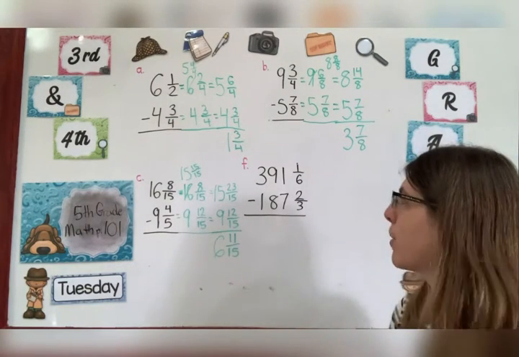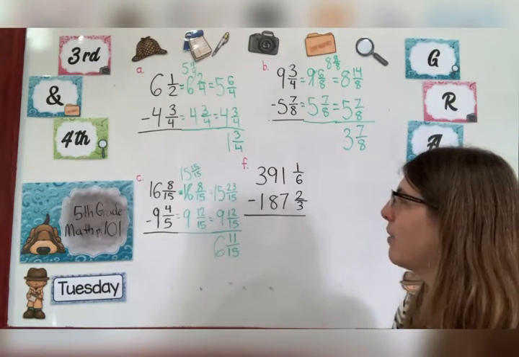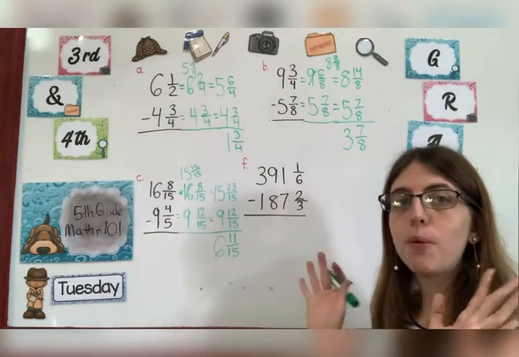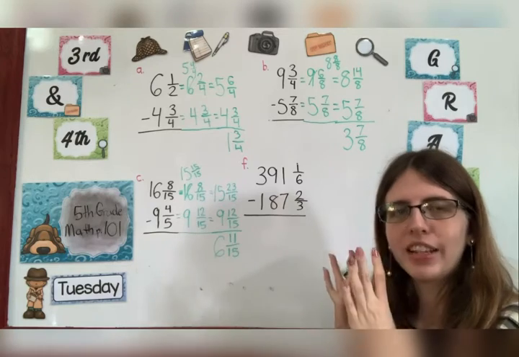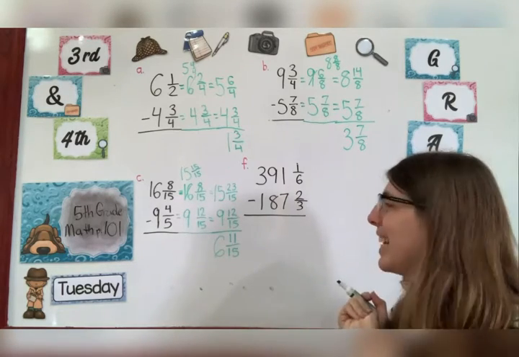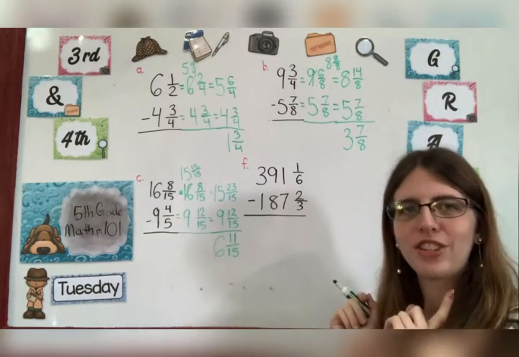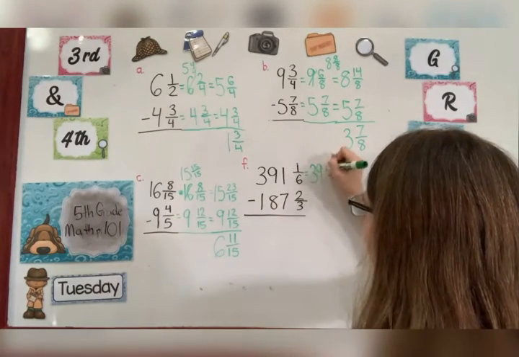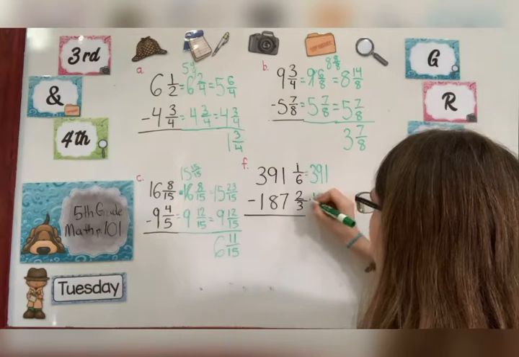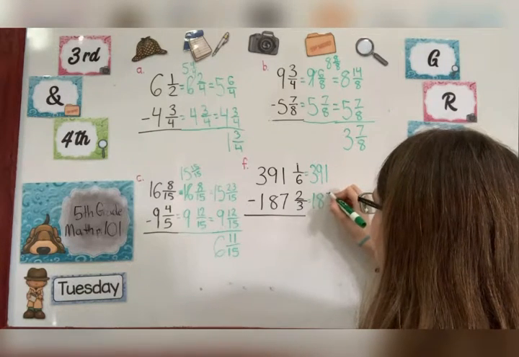F together. I have 391 and 1/6 minus 187 and 2/3. Don't panic, okay? I know this looks big, but don't panic. You got this, okay? Let's start with our fraction. We have 1/6 and 2/3. We have to change these fractions so that they have the same denominator. What would be the least common denominator for 6 and 3?